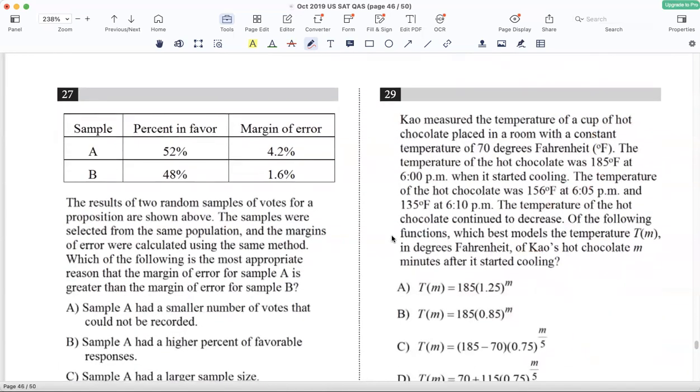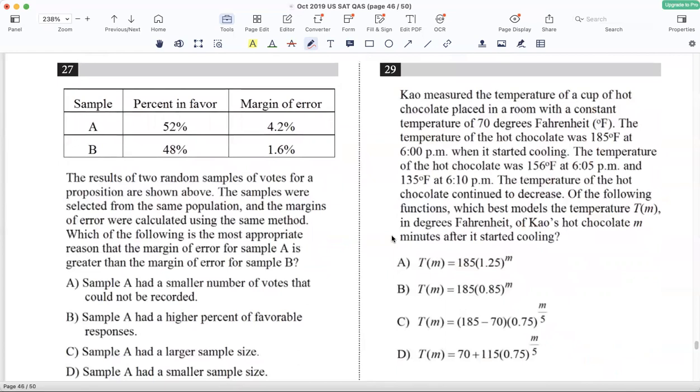The results of two random samples of votes for a proposition are shown above. The samples were selected from the same population and the margins of error were calculated using the same method. Which of the following is the most appropriate reason that the margin of error for sample A is greater than the margin of error for sample B? Okay, so this is greater.